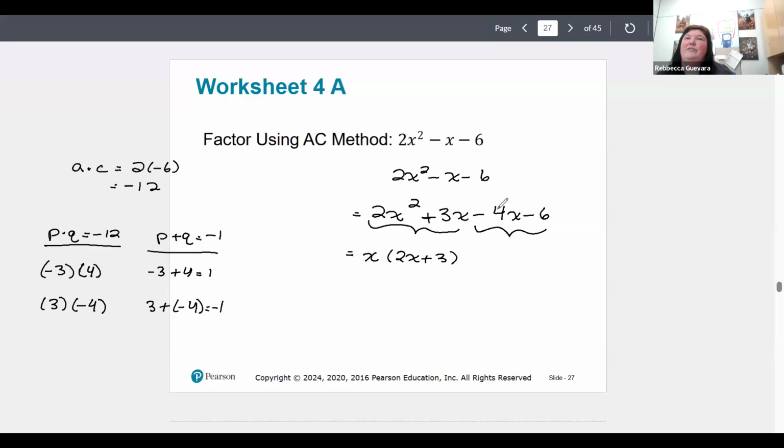Here, both of these are a negative 4 and a negative 6. I could pull out a negative 2, and negative 4x divided by negative 2 would be positive 2x. Negative 6 divided by negative 2 would be positive 3. So I pull out 2x plus 3. What's left behind is x minus 2.